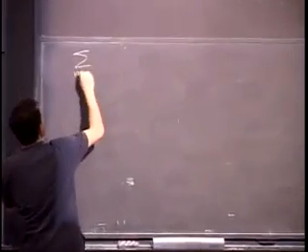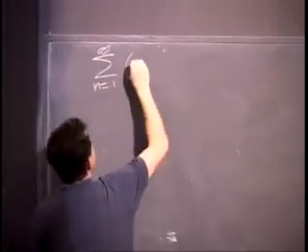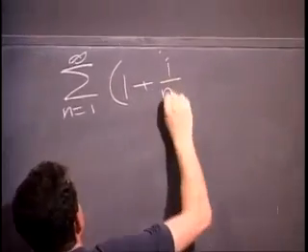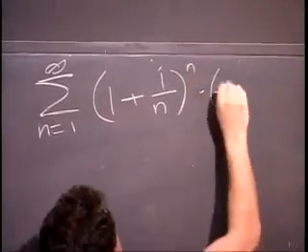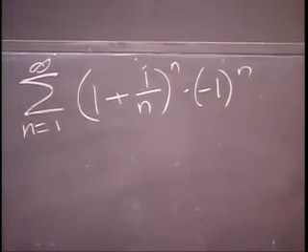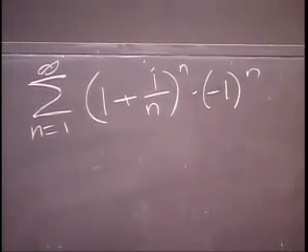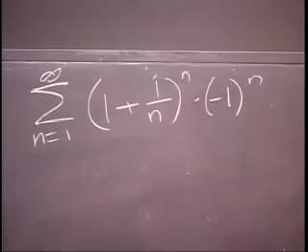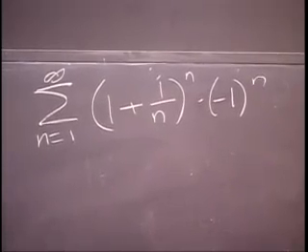I'll just give you one very quick example. Consider this: the sum from n equals 1 to infinity of (1 plus 1 over n) to the n times (-1) to the n. Alternating, sure. Try the alternating series test. No, try the absolute first. Actually, try the nth term test first.